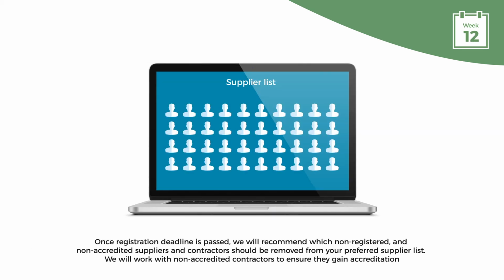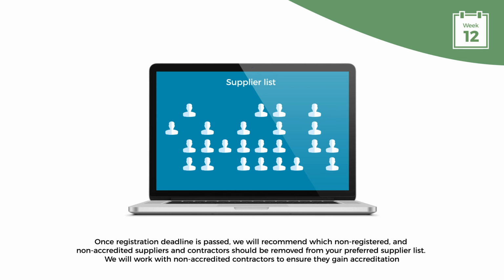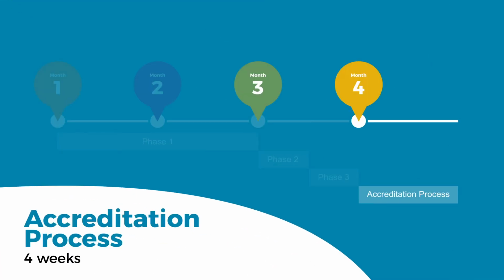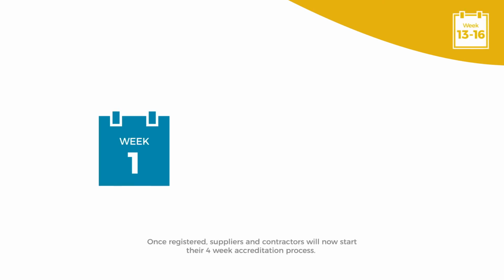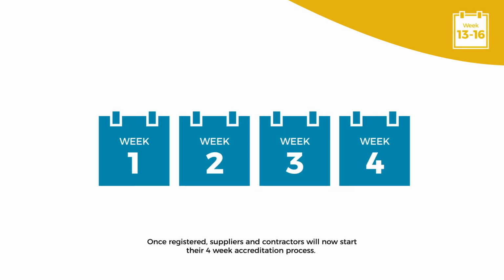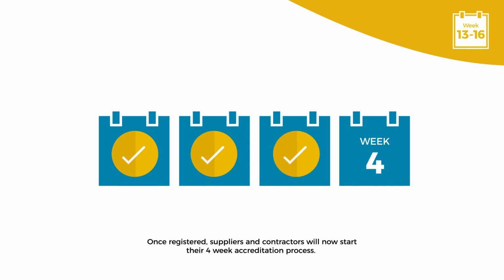Once the registration deadline has been passed, we will recommend which non-registered and non-accredited suppliers and contractors should be removed from your preferred supplier list. We will work with non-accredited contractors to ensure they gain accreditation. Once registered, suppliers and contractors will now start the 4-week accreditation process to get fully certified.